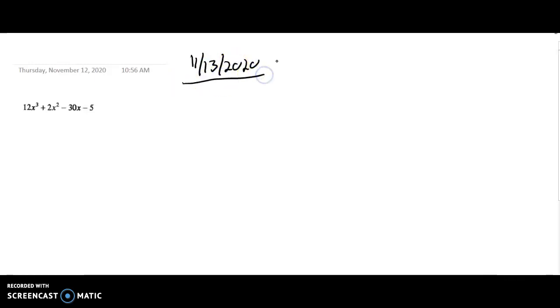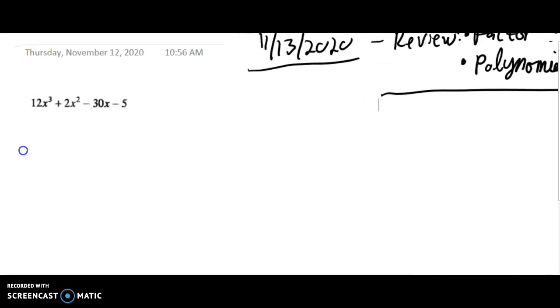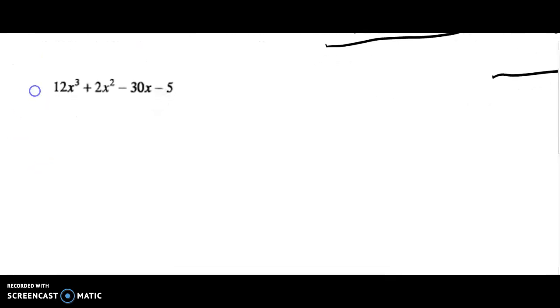Our topic for today is review of factor by grouping, and we're also going to review polynomial division. Okay, we're just going to do one example of each. Let's dive into our first example.